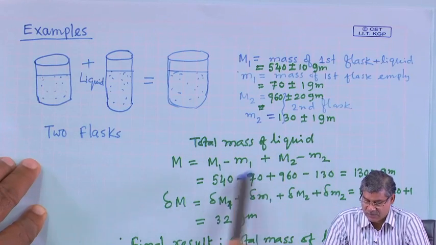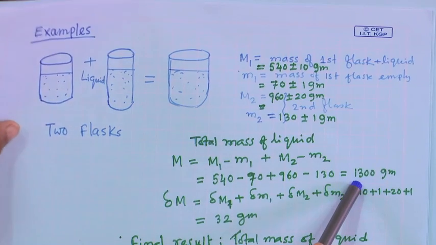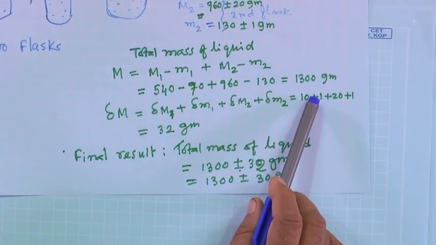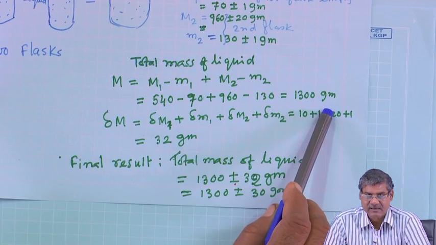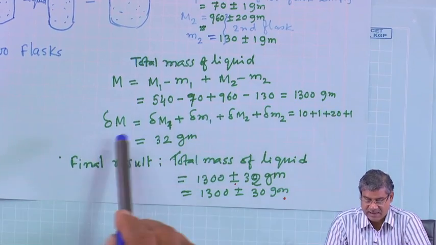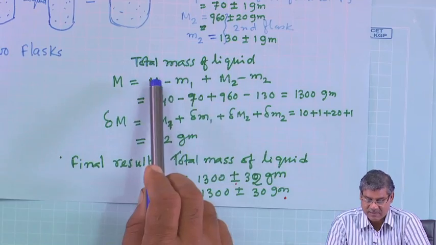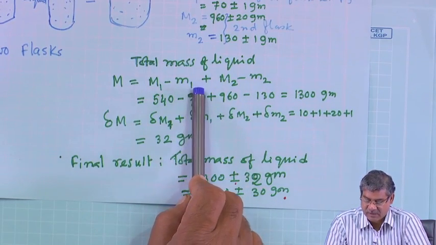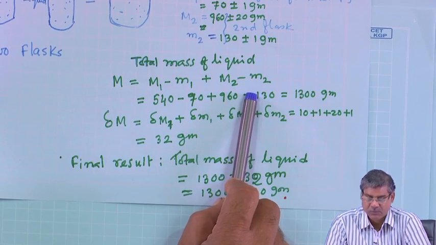So, this comes to 1300 gram, that is the mass of the liquid. Now this is my result. Now, what is the error on it? I have to find out delta M. This relation is a summation and difference, so I know the rule.